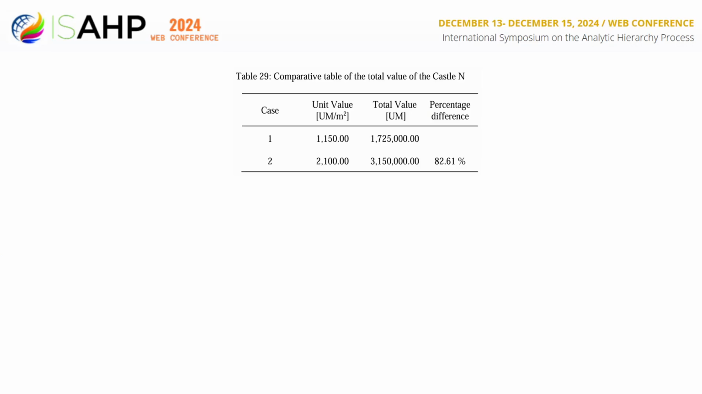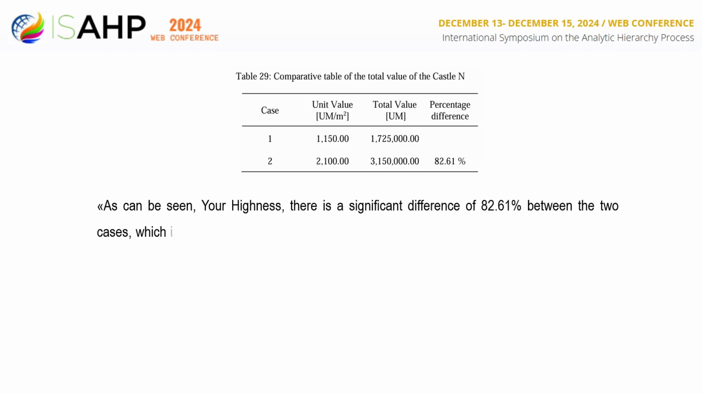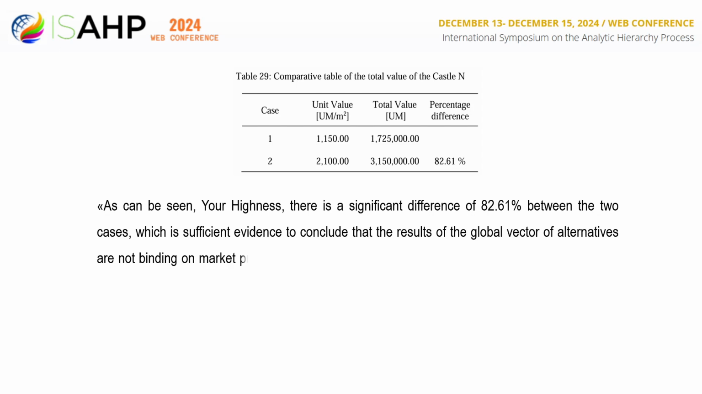Here is the comparative table of results for Case 1, quality of the environment, quality of the building and state of conservation, and Case 2, strength, security, and access to the castles. As can be seen, Your Highness, there is a significant difference of 82.61% between the two cases, which is sufficient evidence to conclude that the results of the global vector of alternatives are not binding on market prices.